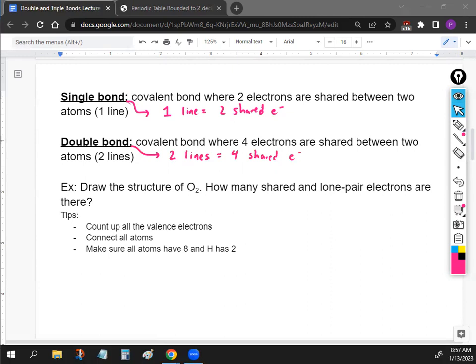Okay, so let's take a look at O2. O2 is oxygen gas, what we're breathing right now. We said earlier that oxygen has 6 valence electrons, right? So that means we have a total of 12 valence electrons that we're going to work with in this structure. Okay, so we're going to be working on this one.